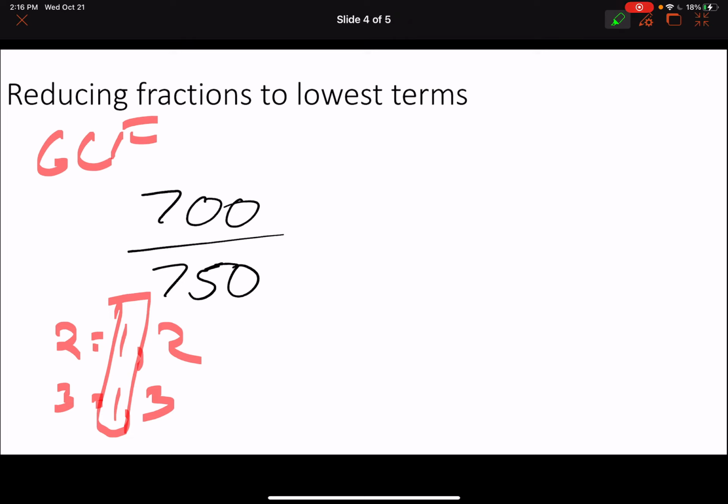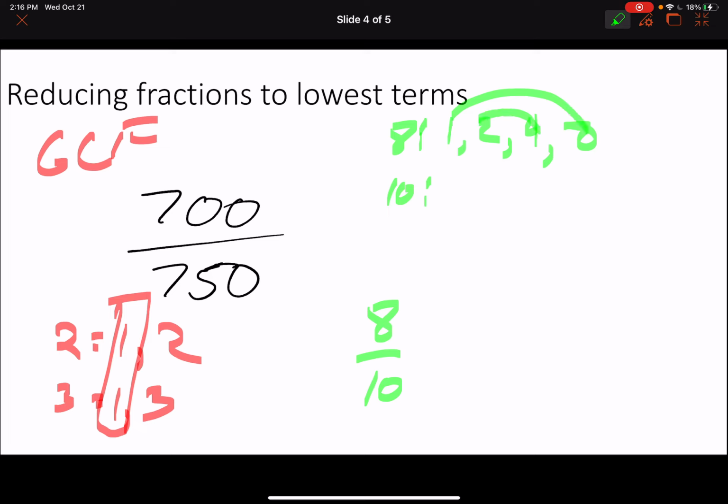I wanted to find how to reduce 8/10? What is the greatest common factor between these two? Sorry, I keep saying the wrong thing. So 4 and 8, right? Because 1 times 8 and 2 times 4. And then I have 1, 2, 5, 10. And I have that there.